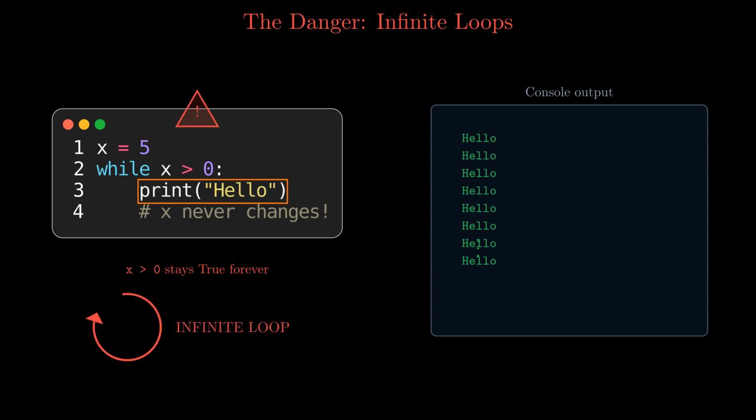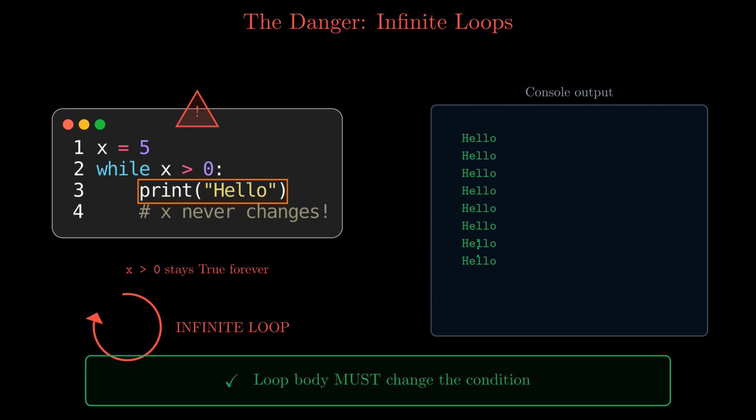Consider a loop that says, while x is greater than 0, print hello. If nothing inside the block decreases x, the condition never changes. Hello prints forever. Every while loop must contain some operation that moves the condition toward false. Forgetting this is the #1 mistake beginners make with while loops.